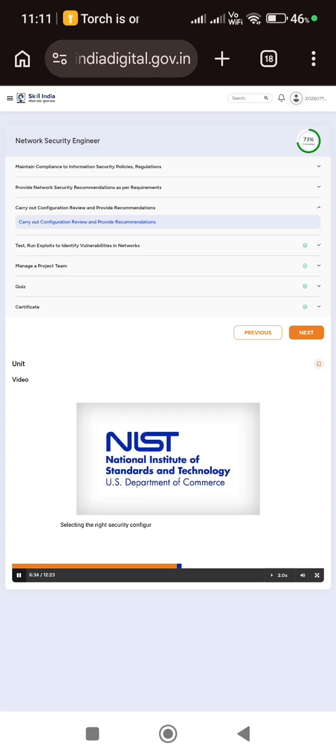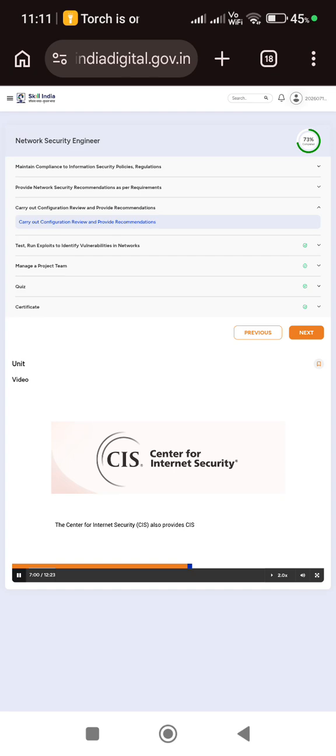Selecting the right security configuration management solution requires a structured approach based on industry-recognized frameworks and guidelines. The National Institute of Standards and Technology provides detailed recommendations in NIST SP 800-128, which outlines best practices for security configuration management. The Center for Internet Security also provides CIS benchmarks, which define secure configurations for various operating systems, applications, and network devices. Organizations can use these benchmarks to assess and configure their IT systems securely.